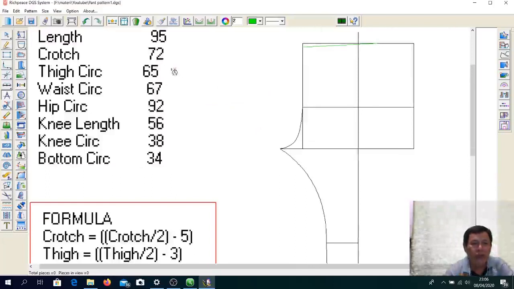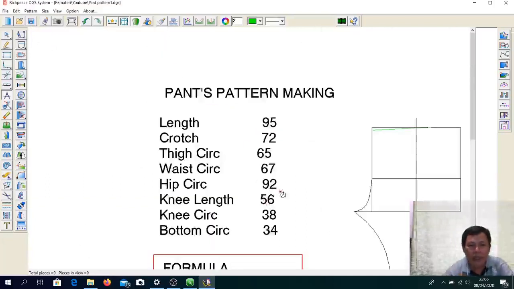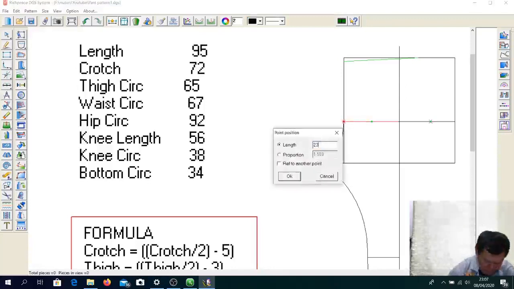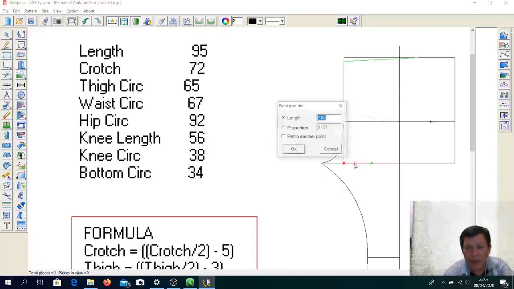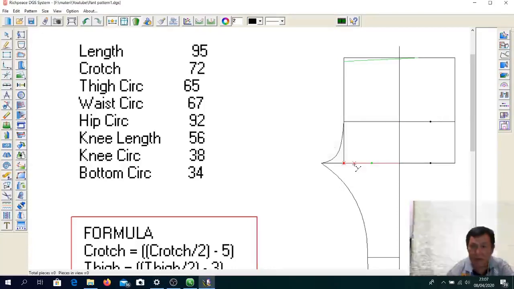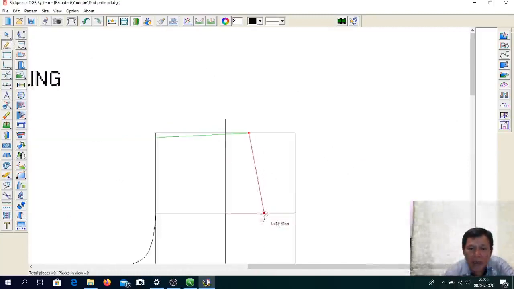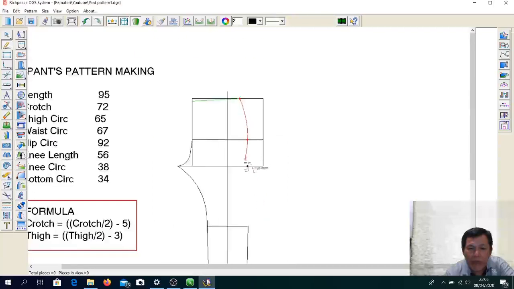And now how about the hip? For the hip, the circumference is 92. So 92 divided by 4 becomes 23. So we must have a point here, 23. This is also the same, 23. Okay, so we make a line for this pattern.